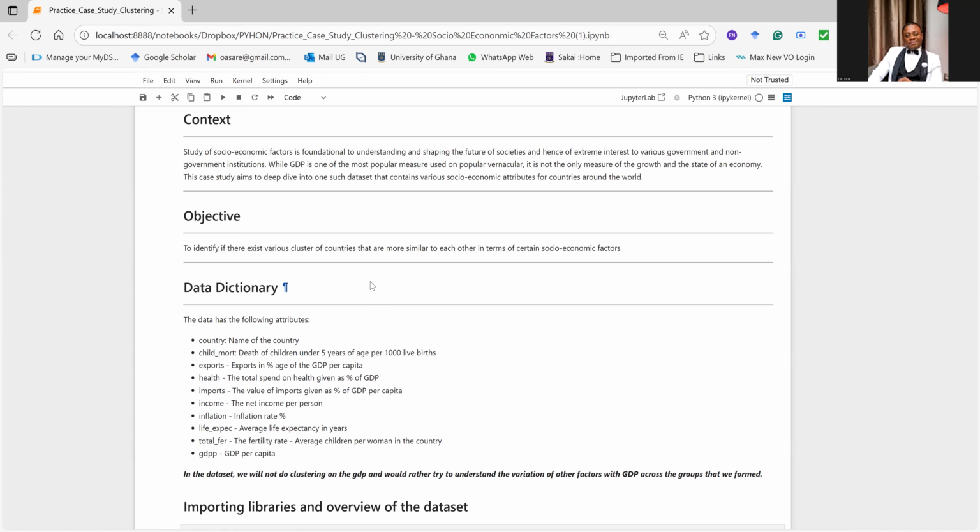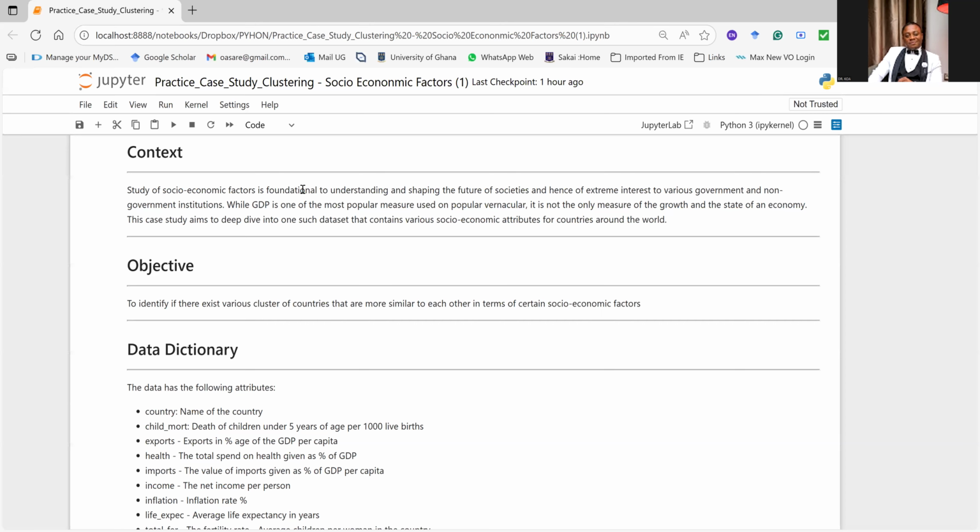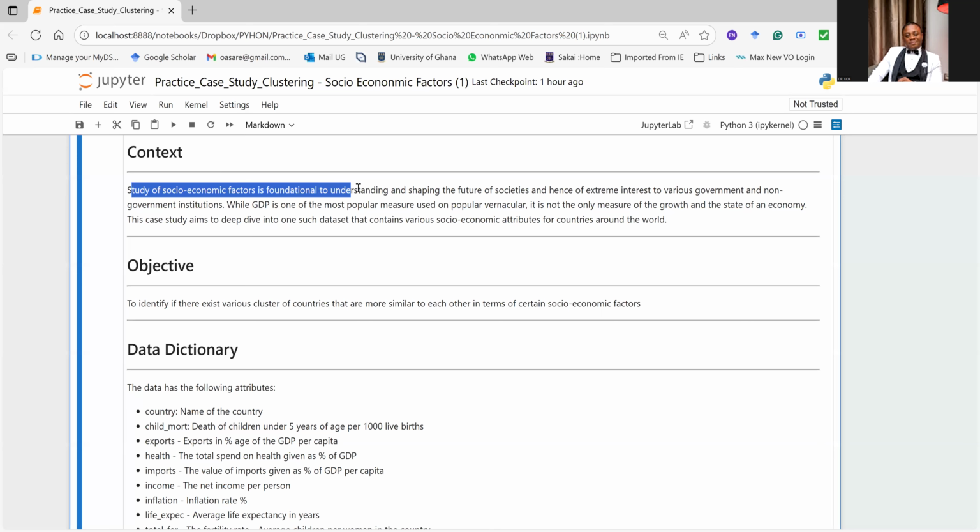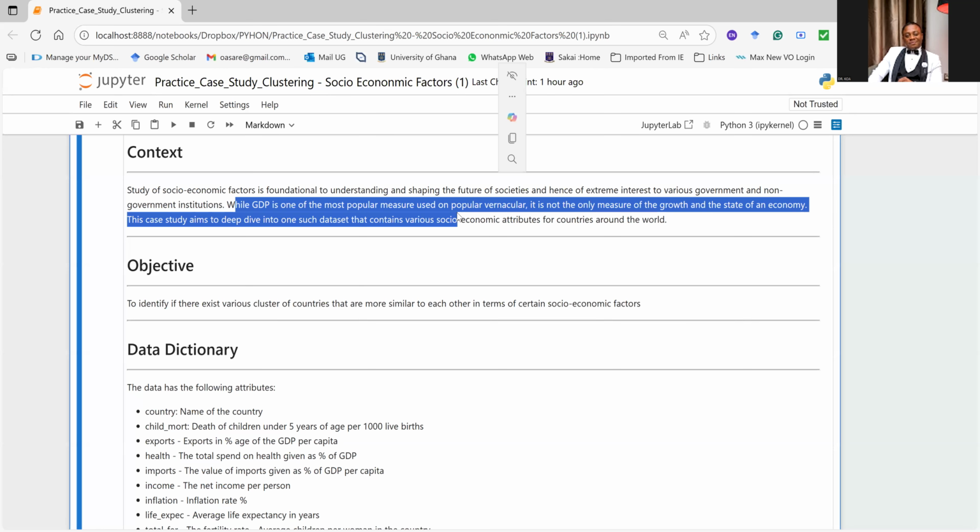Remember, the purpose of this study basically is, as you can see here, foundational to understanding and shaping the future of societies. The things that shape the future of society are the things we've gone through, and they are of extreme interest to various governments and non-governmental institutions. We know that GDP is one of the most popular measures used in the popular vernacular. If you want to know how well a country is doing, we say GDP. But as you can see down here, there are other factors. It's not the only measure of the economic growth of a country.